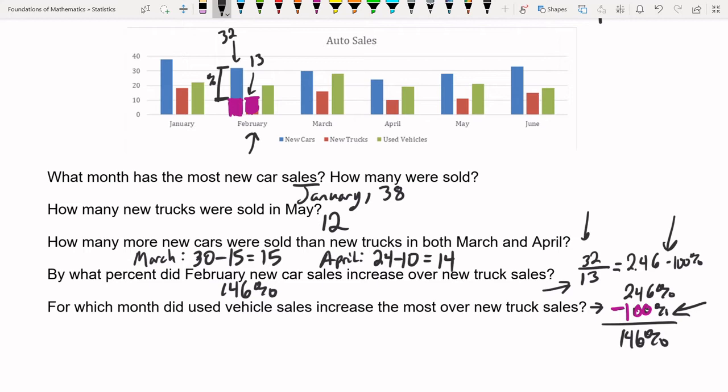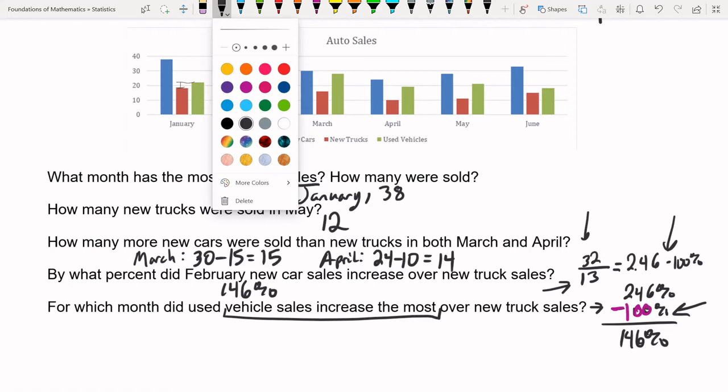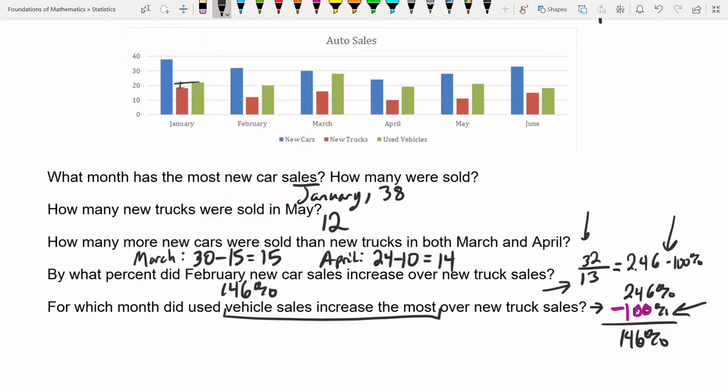Okay, now for which month did used vehicle sales increase the most over new truck sales? Let me clean this up a little bit. We're looking for vehicle sales increasing the most over new truck sales. This is used car sales. Here's new truck sales. We're looking at this increase right here, this increase right here.